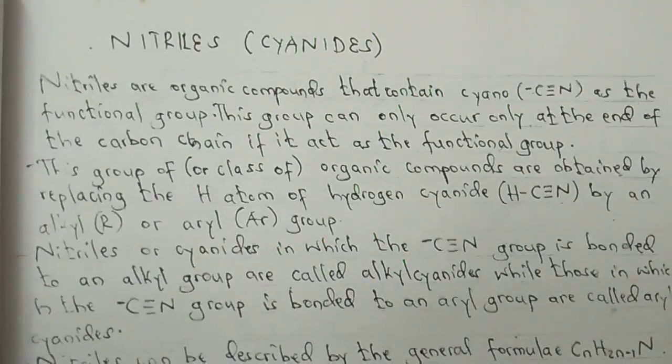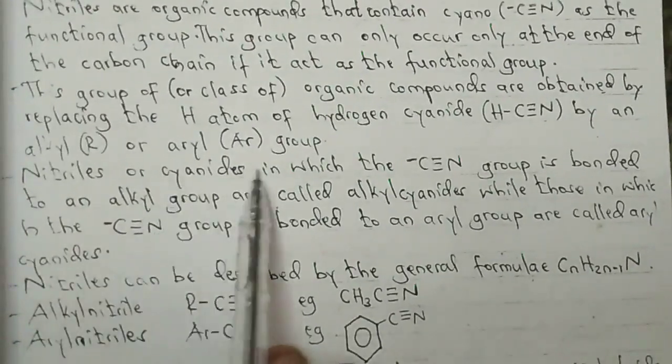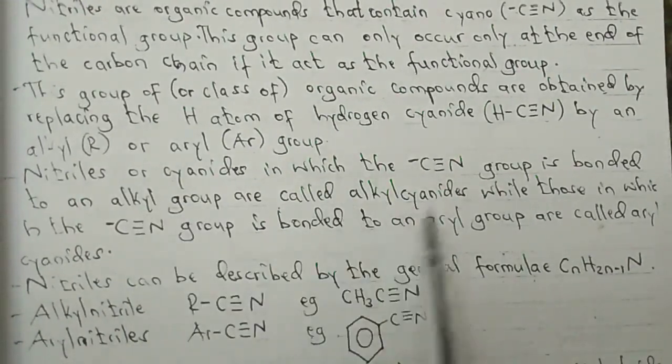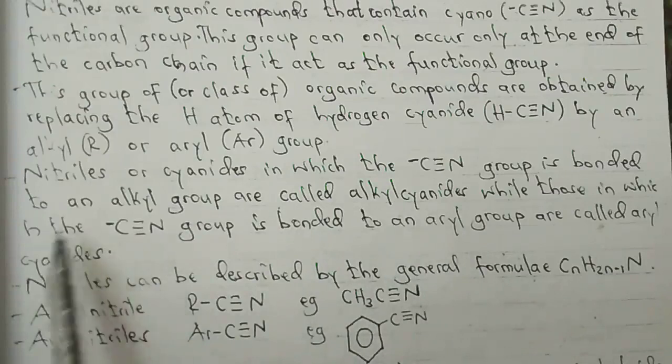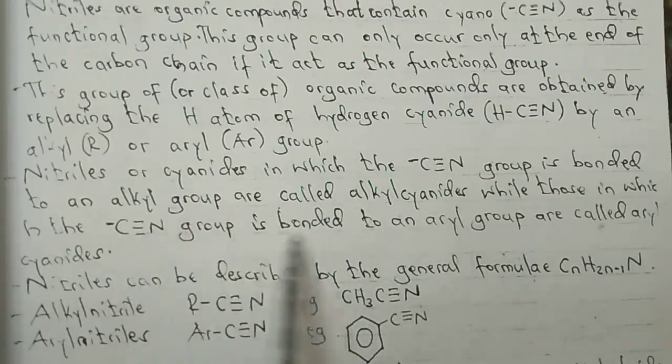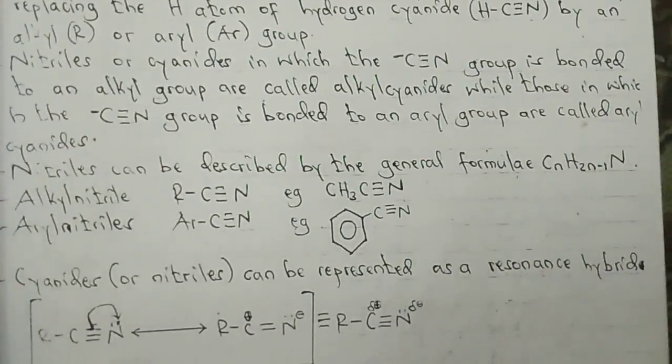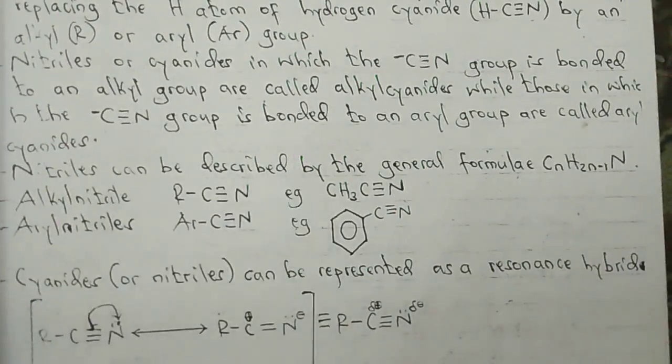We get the nitriles. So nitriles or cyanides in which the cyano group is bonded to an alkyl group are known as alkyl cyanides, while those in which the cyanide group is bonded to an aryl group are called aryl cyanides. So we have the alkyl cyanide and the aryl cyanide depending on the nature of the R group ambayo itakuwa ni connected. So nitriles can be described by the general formula CnH2n-1N.